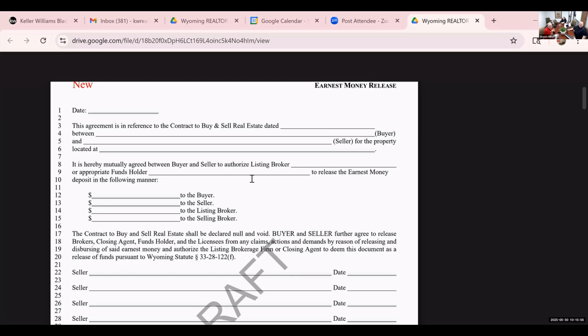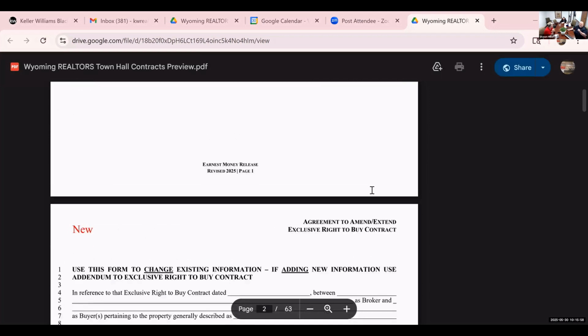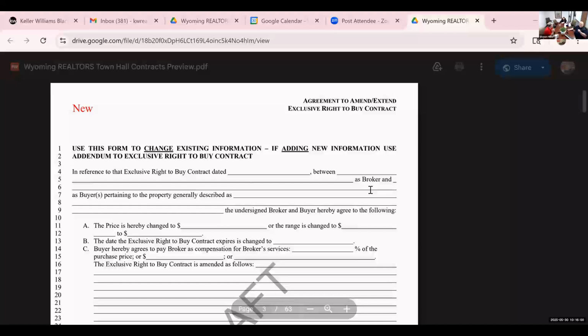This form is state done, but it's no different than the forms they use for termination of contract and release of earnest money. Same purpose.